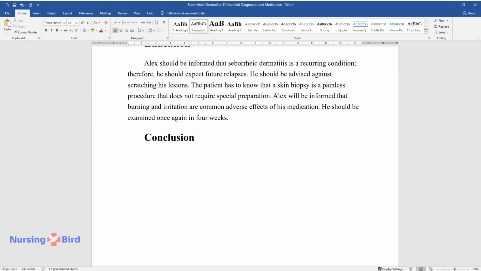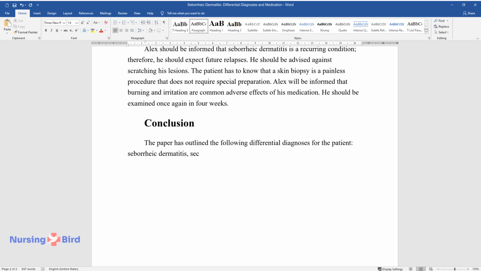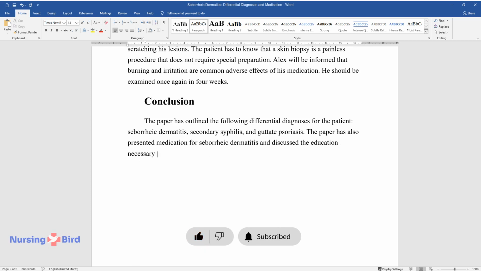Conclusion. The paper has outlined the following differential diagnoses for the patient: seborrheic dermatitis, secondary syphilis, and guttate psoriasis. The paper has also presented medication for seborrheic dermatitis and discussed the education necessary for the condition.